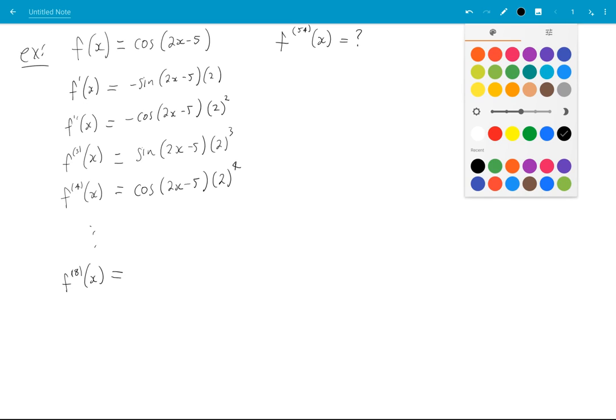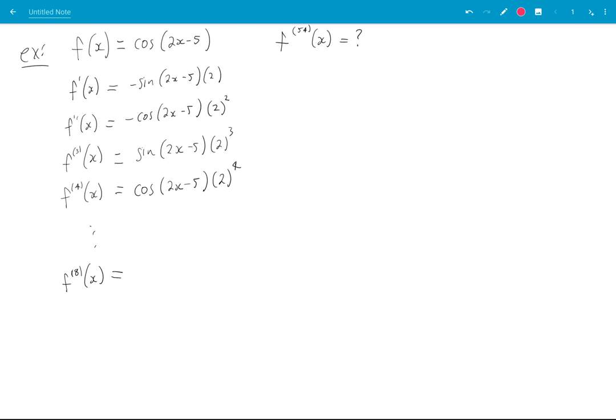Okay, now looking at the first derivative, we got minus sine. Then second derivative is minus cos. Third derivative is plus sine. Fourth derivative is plus cos. Notice how I've come back to where I started. I started with plus cos, and now I've come back to plus cos on the fourth derivative. So from this, I deduce that on the eighth derivative, I will also come back to plus cosine.